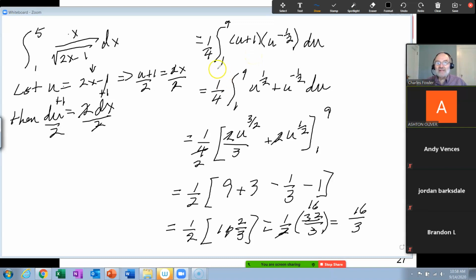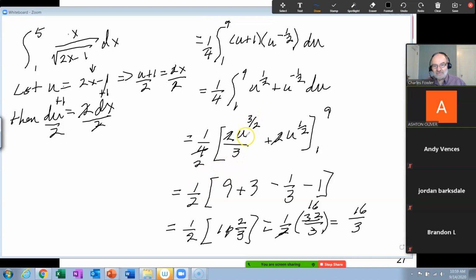And once you do, now you can distribute this. And when you do, that gives you u to the 1/2 plus u to the minus 1/2. When you take the antiderivative of that, that becomes 3/2 times 2/3, and this becomes 1/2 times a 2. And I got rid of one of the 2's here, kept this 1/2 out here.